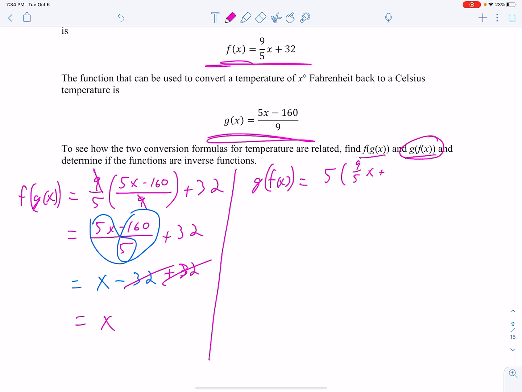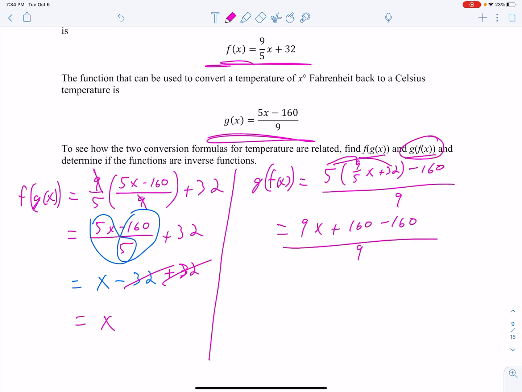9/5 x plus 32 minus 160 all over 9. Okay, so we're going to multiply this 5 into here, which means 5 over 5 reduces, right? So we're going to end up with 9x plus, and 32 divided by 9. Or no, I'm sorry, not dividing by 9. We're multiplying by 5, sorry. So plus 160, so 5 times 32 is 160, minus 160 all over 9, there we go.